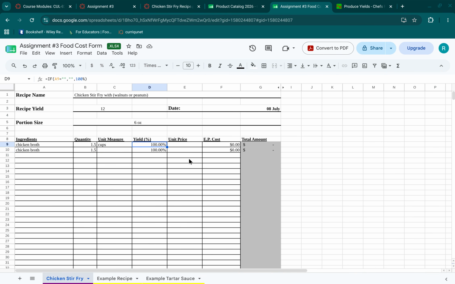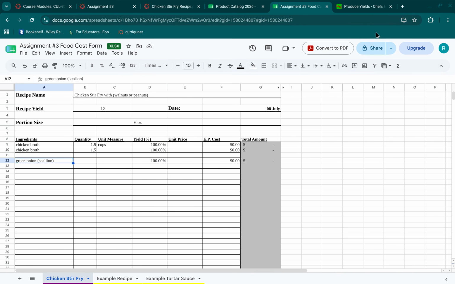And our yield percentage, you guys will need to adjust this column if your product experiences waste. So obviously chicken broth doesn't, but I know you guys are going to have to do the green onion, aka scallion. You can write either, I will understand both. As soon as you type a value into the ingredients cell over here, there's going to just pop up all these other numbers.